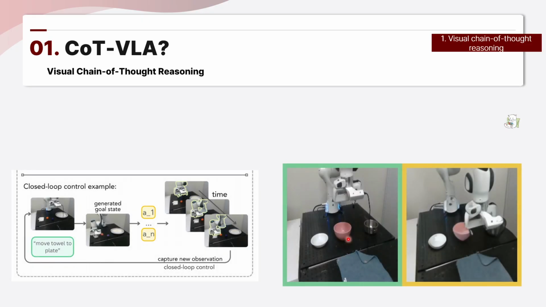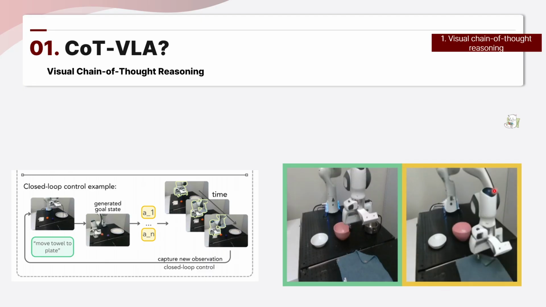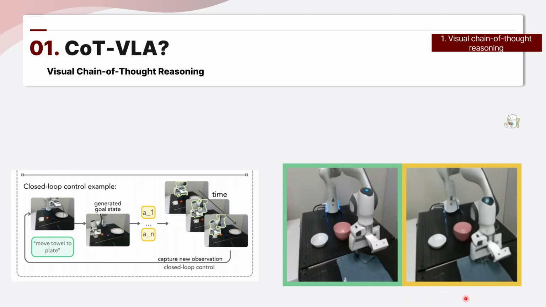This is an example of executing. The video on the left shows the robot's actions, while the one on the right shows the predicted future images. Predict and move, predict and move.